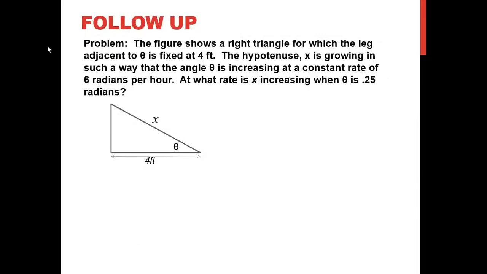Here's a follow-up problem that's related to the previous problem. The figure shows a right triangle for which the leg adjacent to theta is fixed at 4 feet. The hypotenuse x is growing in such a way that the angle theta is increasing at a constant rate of 6 radians per hour. At what rate is x increasing when theta is 0.25 radians? So give a little bit of thought to that, and we'll take a look at the answer in just a few moments.